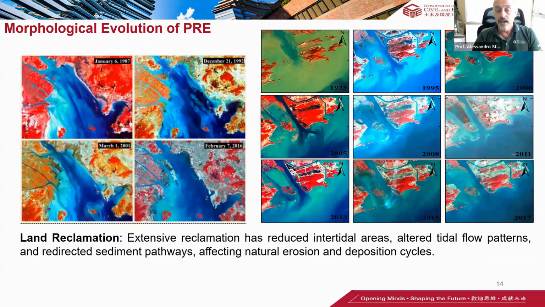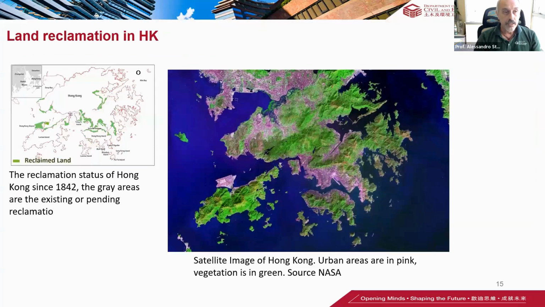So these are other pictures that show how the land reclamation that is based mainly on dredging operations has been visualized, from the 70s till 2017, and we noticed that we had a large increase in lands. So going to Hong Kong, on the left side, you see the green area has been all reclaimed land since the end of the 19th century.